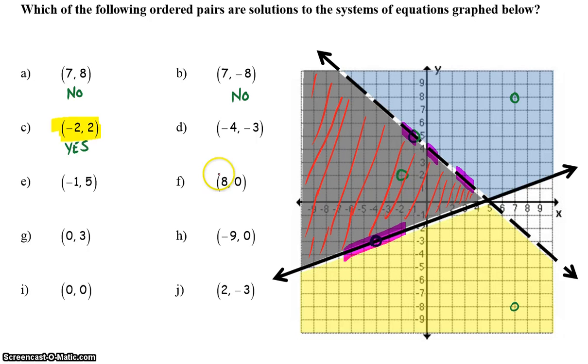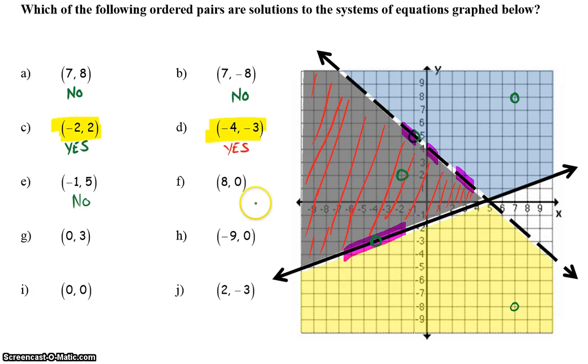Major difference there. If a point is on a solid line next to our dark shaded region, like -4, -3 is, then we consider that to be a solution. It's on the solid line. Whereas if that point is on a dashed line, no matter where it is on that dashed line, it is not a solution.